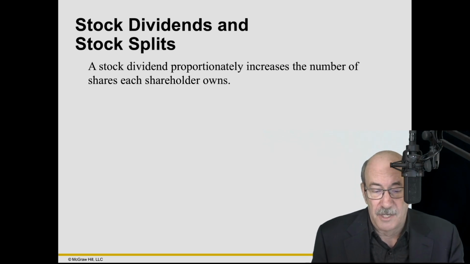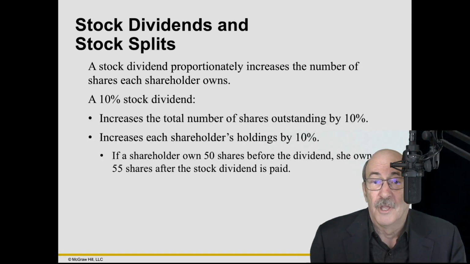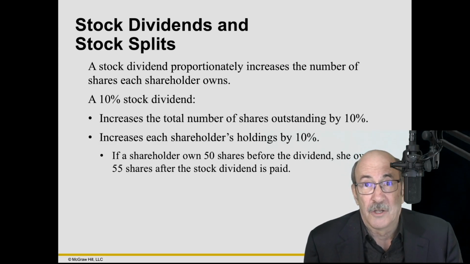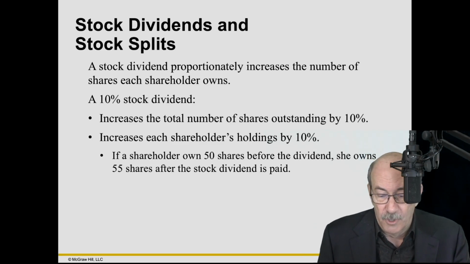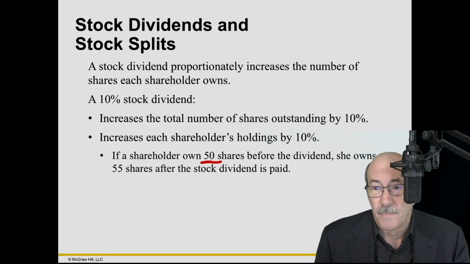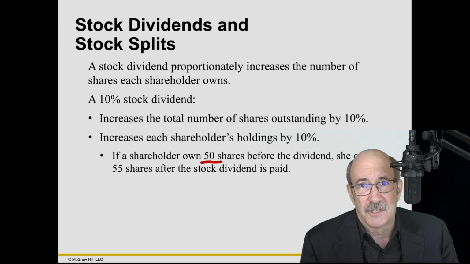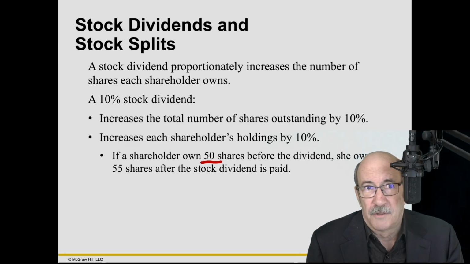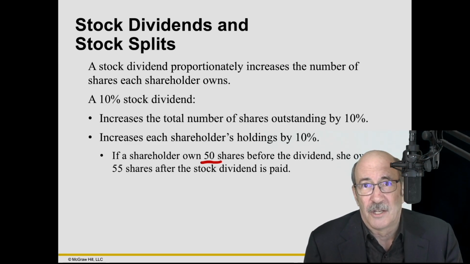So a stock dividend proportionately increases the number of shares each shareholder owns. So, for example, if we had a 10% stock dividend, we would increase the number of shares outstanding by 10%. So if you were a shareholder who owned 50 shares and the company announced a 10% stock dividend and you held on to your shares throughout that process, you would end up with 55 shares. And the overall size of the shares outstanding would also increase by that same 10% amount.